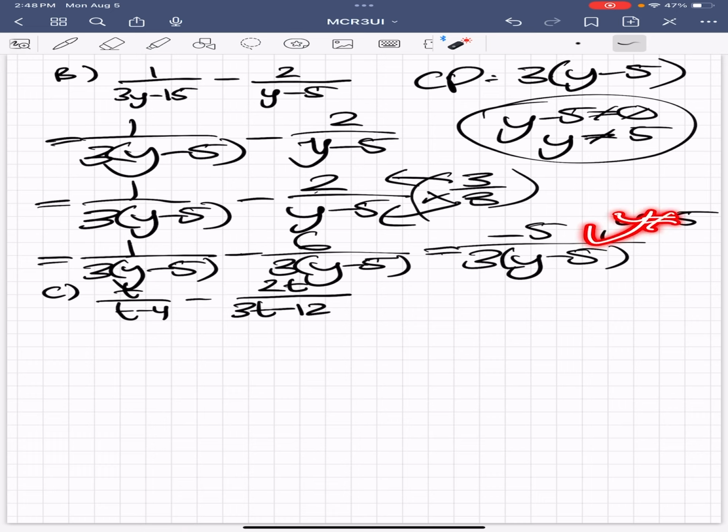And our restriction: y cannot equal 5. So we have y minus 5 cannot equal 0. So y cannot equal 5, because we can't have zeros in the denominators.